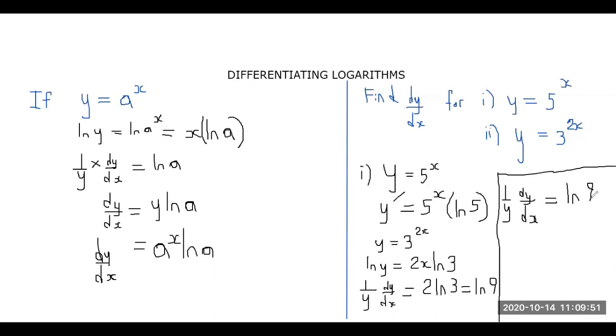We can multiply through by y to get that dy by dx is equal to y ln 9. But what was y? y was 3 to the 2x. So it becomes 3 to the 2x times ln 9. Easy question. And that's how we differentiate a to the power x.